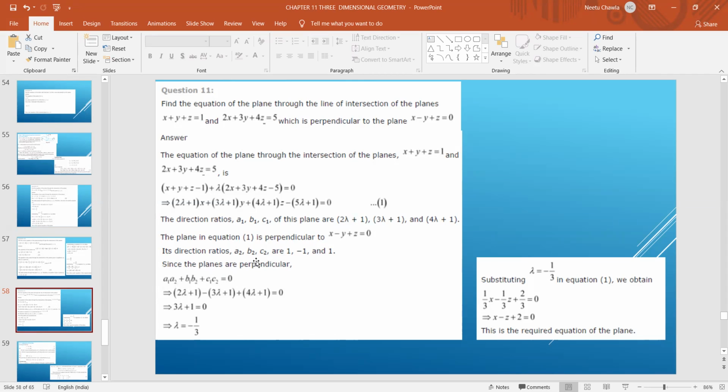Why we are using this? So that we can get the value of lambda. That is why the condition was given that this third plane is perpendicular. In place of giving you the point, they had given you the equation of the plane. Now just finding this, the value of lambda is equal to minus 1 by 3 and substituting it back in this equation, equation number 1. I am getting here x minus z plus 2 is equal to 0, which is the required equation of the plane.